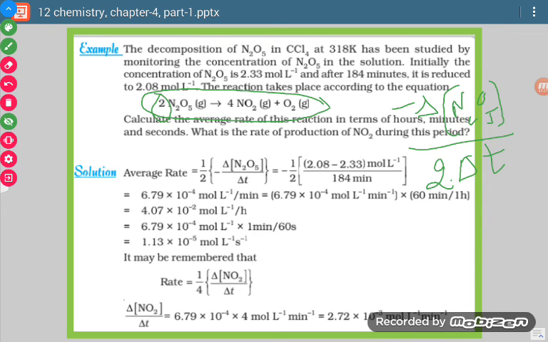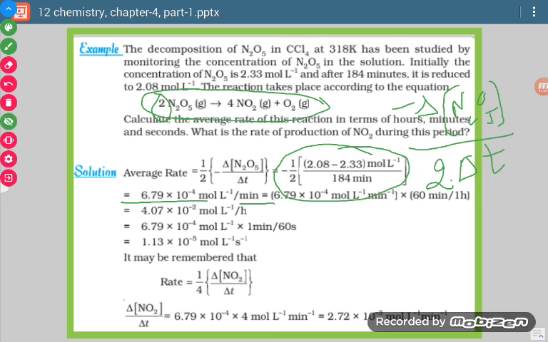So how will we write? Minus delta concentration of N2O5 divided by 2 delta T. So see, the minus sign is just indicative of the decrease in concentration. Okay, so here when we put in all the values, then the answer will be like this. What will be the units? Here time is given in minutes. So it will be mole per liter per minute.